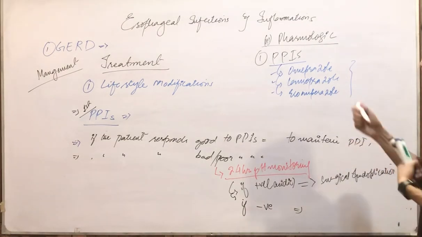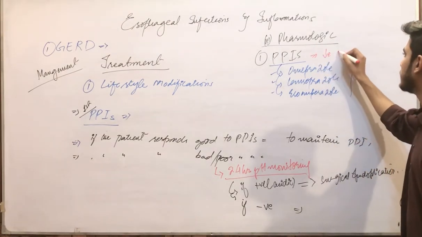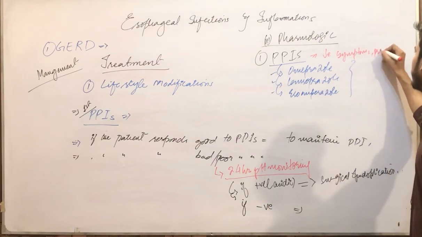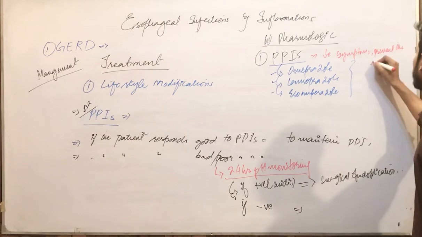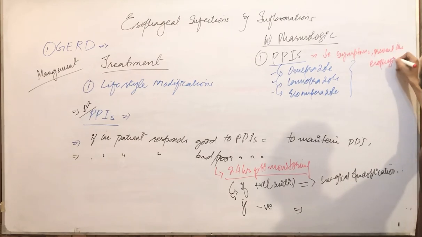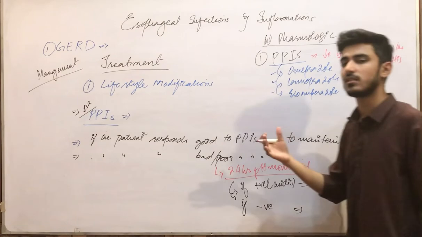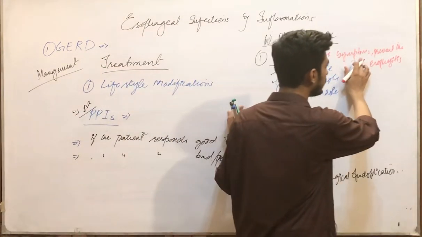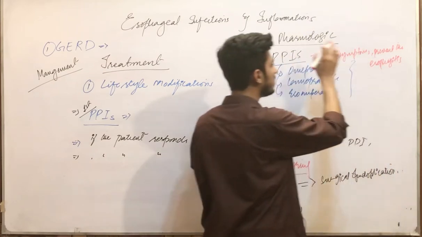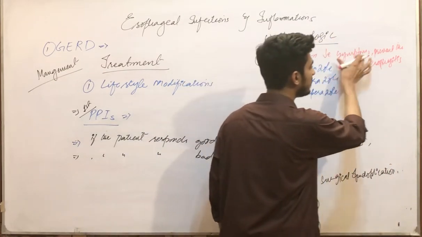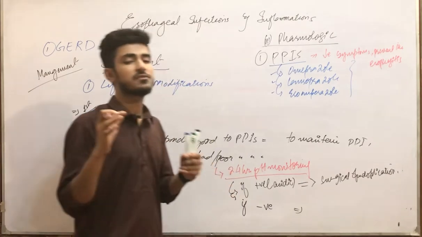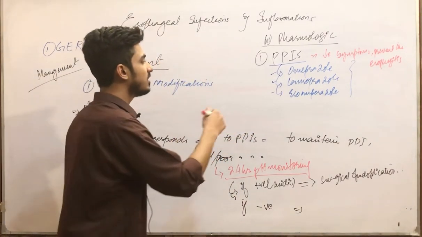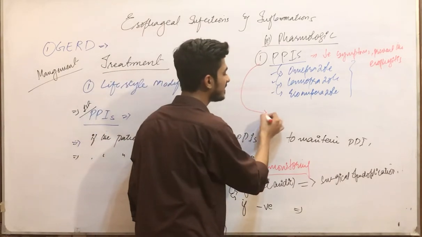And what these PPIs do, these PPIs decrease the symptoms and also prevent the esophagitis. Means due to the GERD, when esophagitis occurs, the PPIs prevent the symptoms, and they prevent the esophagitis. Means the effect of the PPIs is on the symptoms as well as on the esophagitis, as well as on the inflammation. Clear? Simple as that.